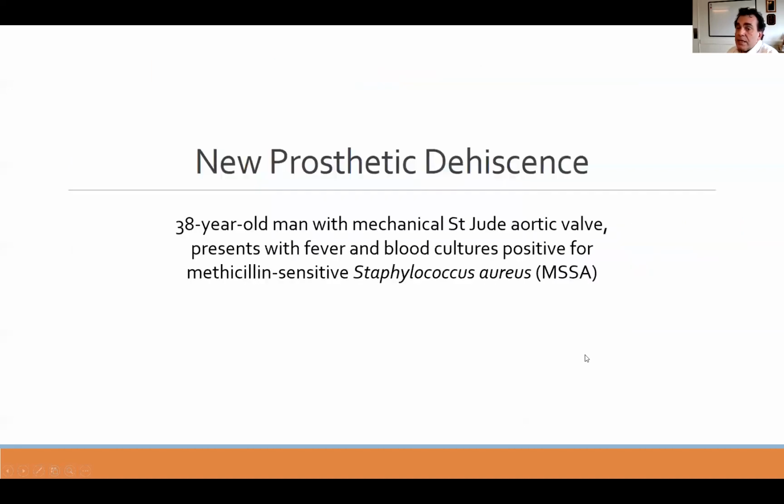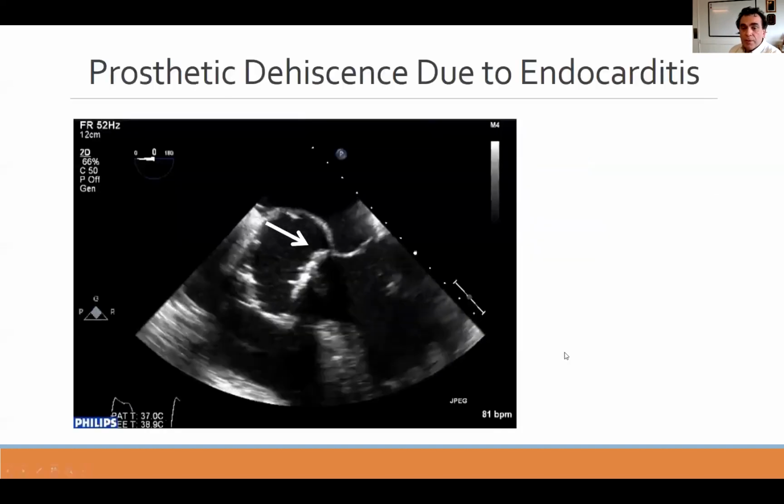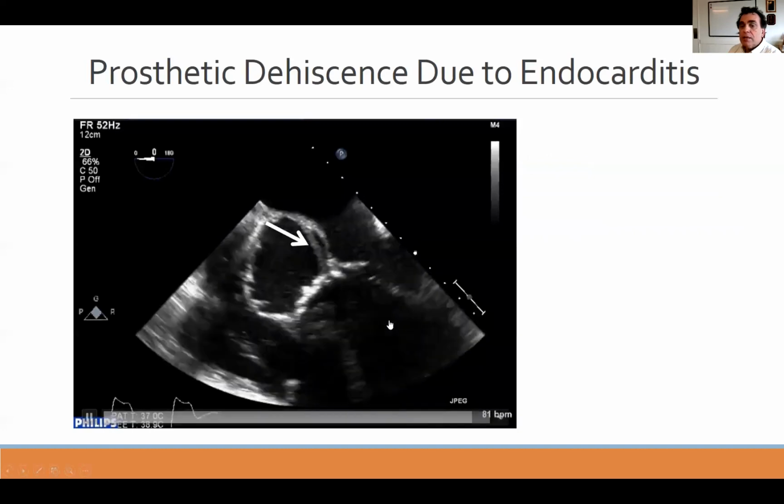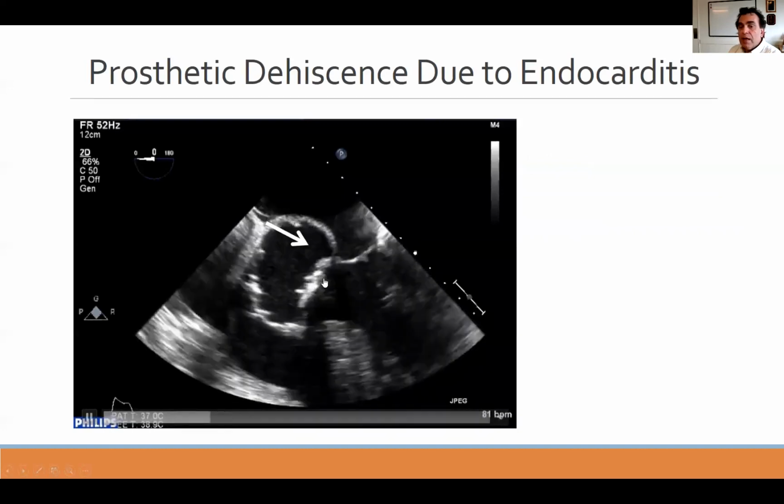How about the new prosthetic dehiscence? That's another major criterion of endocarditis. Here's a case of a 38-year-old man with a mechanical St. Jude aortic valve who presents with fever and blood cultures positive for methicillin-sensitive Staph aureus. Again, Staphylococcus aureus is an organism known to cause endocarditis, and the patient has a mechanical St. Jude aortic valve. Again, now you can see that the prosthetic valve is rocking.